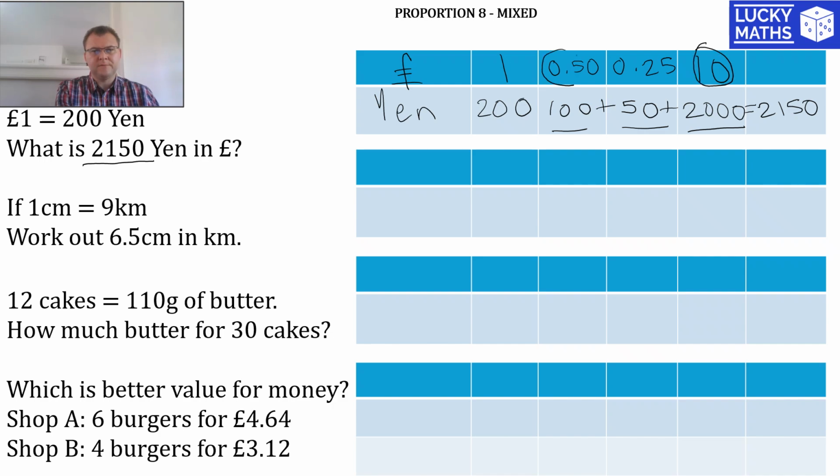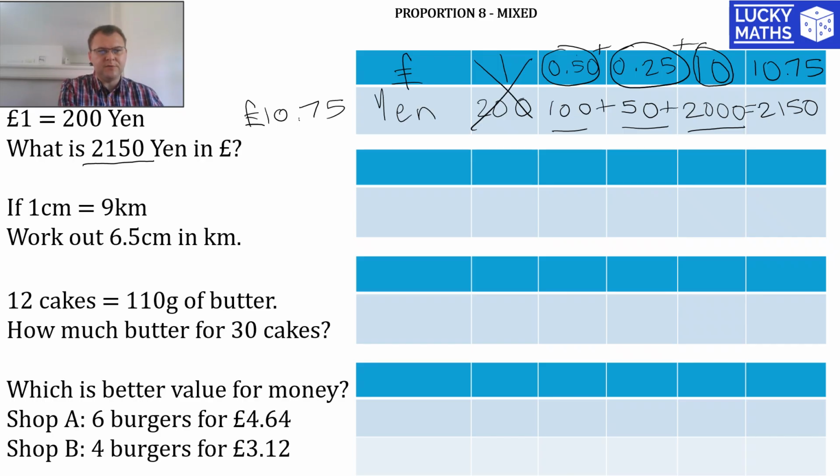And therefore, we just circle the information we need. If we add these components together, that should mean £10.75 is equal to 2,150 yen. Again, all I'm doing is halving or timesing by 10.